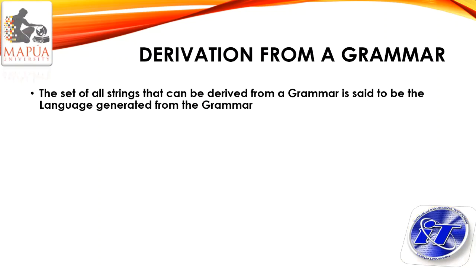We say derivation from a grammar. It means the set of all strings that can be derived from a grammar is said to be the language generated from the grammar. So basically, based on the rules of the grammar, we can define all the strings acceptable by the machine.